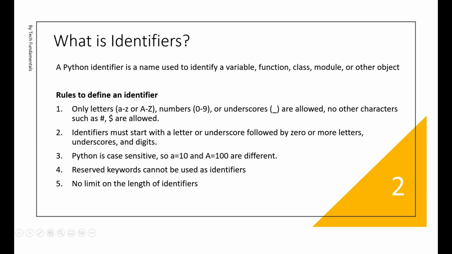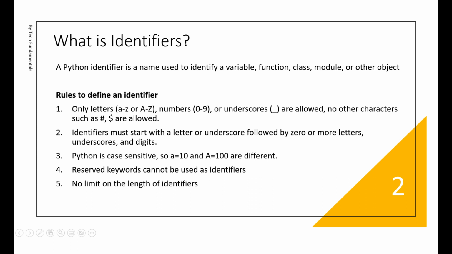There are some rules that must be followed when defining identifiers. Firstly, identifiers must consist only of lowercase or uppercase letters, digits from 0 to 9, or underscores. It cannot contain any characters other than letters, numbers and underscores. An identifier always starts with a letter, either lowercase or uppercase, or with an underscore.